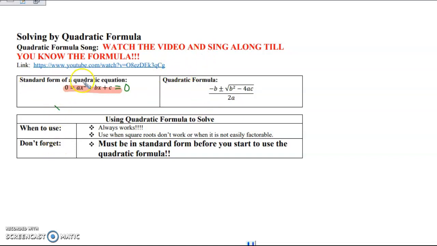So we have the standard form of quadratic equations. We have ax squared plus bx plus c, and we're used to seeing the equals 0 on the right hand side. It could be on the left, either one. This is still standard form. And it's really important that you know your A, your B, and your C.